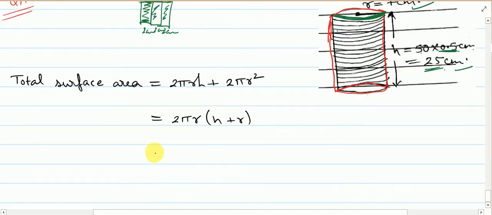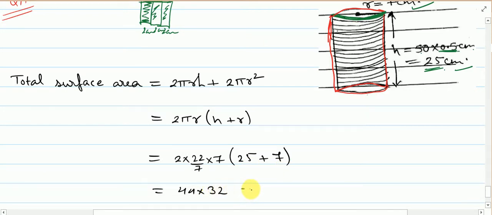Now substitute the values. So here we'll get 2 into 22 by 7, r is 7, h is 25 and r is 7. 7 7 cancel, and here 2 into 22 will be 44, and here 25 plus 7 is 32. Okay, so multiply and you will get 1408 centimeter square. Okay, so this is total surface area for this pile of plates.